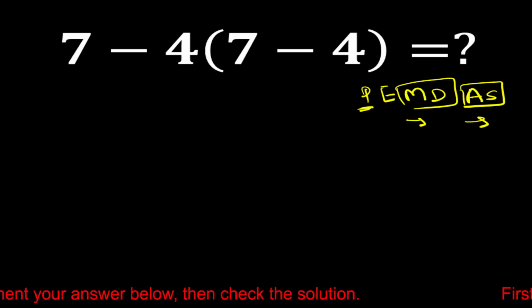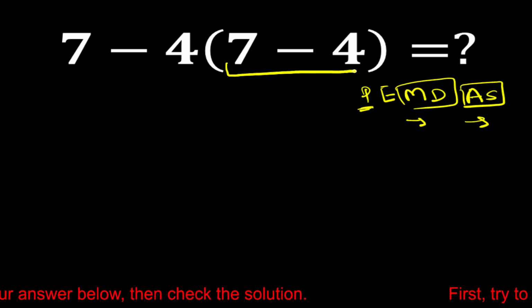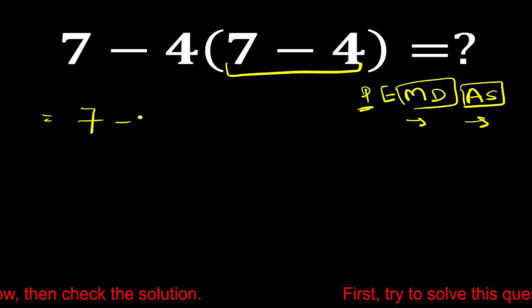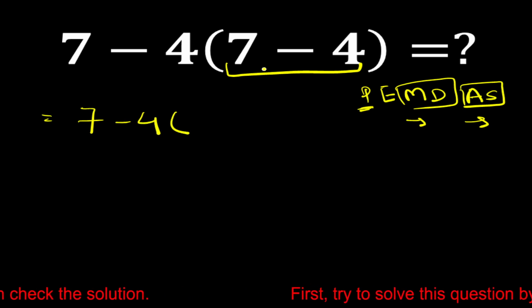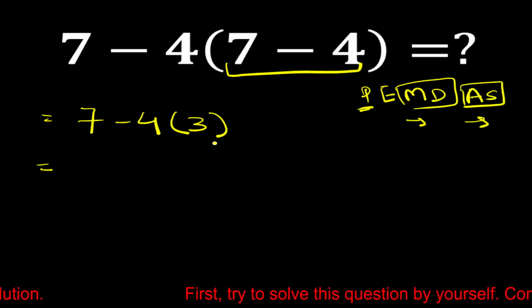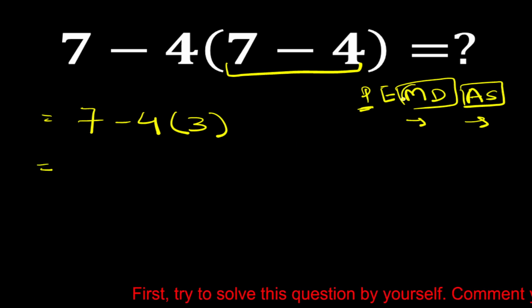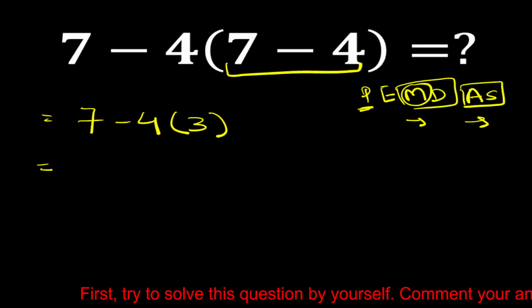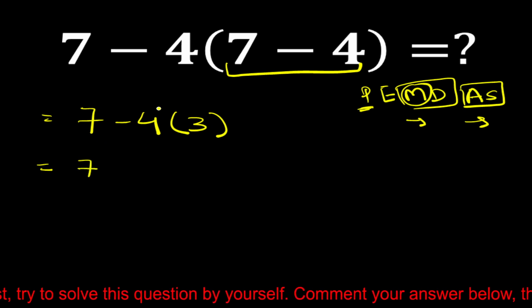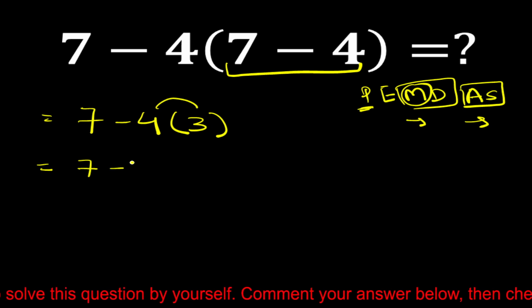So first priority is parenthesis. So first we have to solve 7 minus 4. Okay. Therefore 7 minus 4 is equal to 3. Now we have to solve multiplication. The second priority is multiplication. Okay. Therefore 7 minus 4 multiplied 3 is equal to 12.